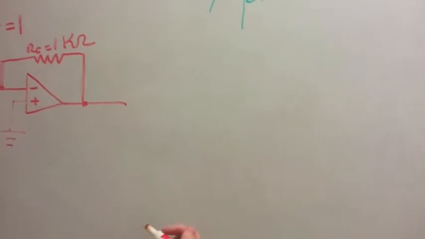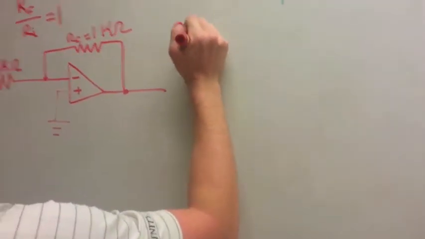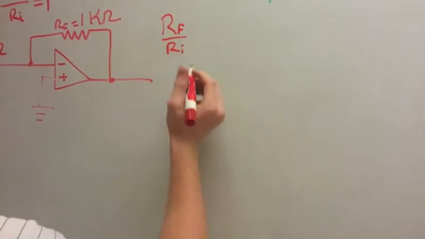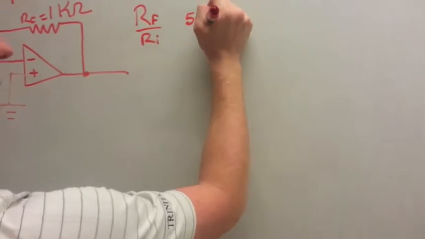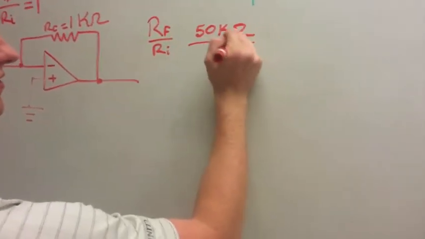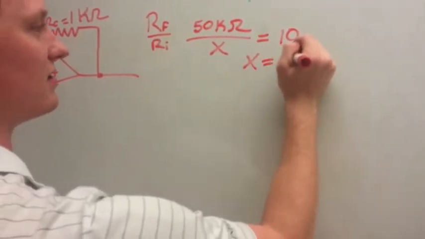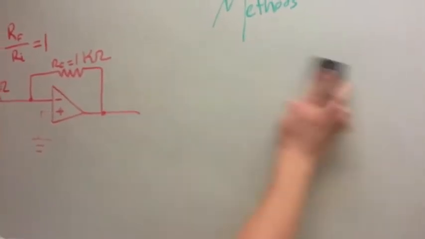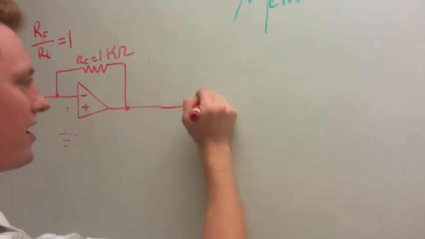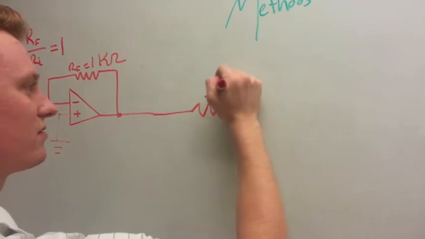And we know our potentiometer has a max resistance of 50 k ohms. So if we take our RF over RI and we use our potentiometer as our RF, we have 50k over X equal to 10. And of course, X is equal to 5 k ohms. So, we'll have our RI equal to 5 k ohms.